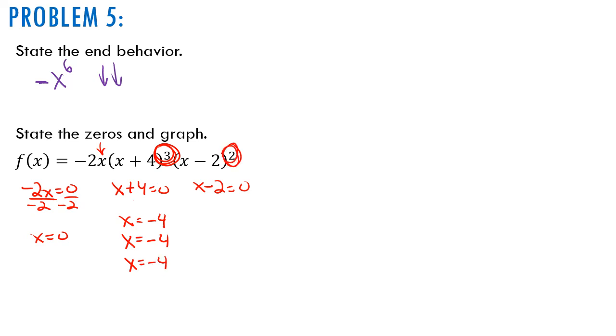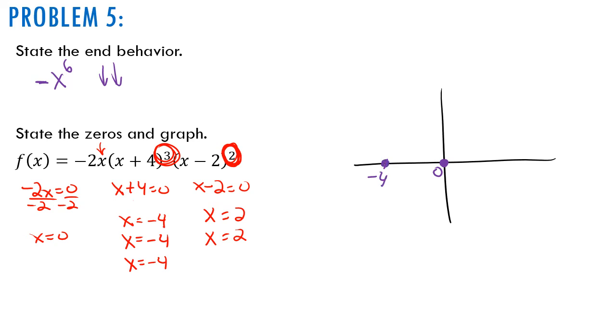Then I go over here, I solve, I get x equals 2, but I have an exponent of 2 on that one, so it means there should be 2 of these x equals 2's. So if I go to my graph, I'm going to have an x-intercept at 0, an x-intercept at negative 4, and an x-intercept at 2.